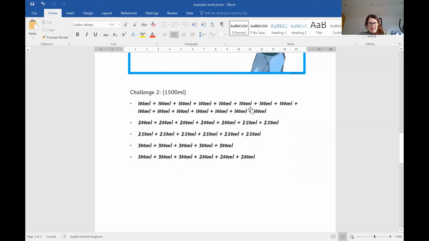Okay, then here we have, I would work this way. So I know I've got 500 millilitres here, so 2 lots of 250 millilitres, that's 500. And then here is 5 lots of 200 millilitres, so that's going to be the 1,000 millilitres, and that's the 500 millilitres. So 1,000 add 500, that gives me my 1,500.